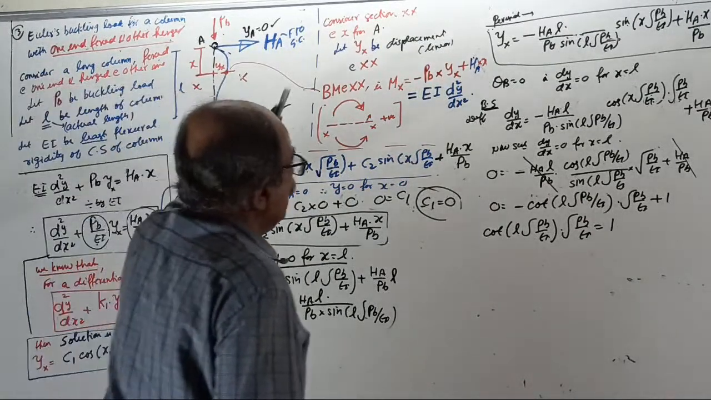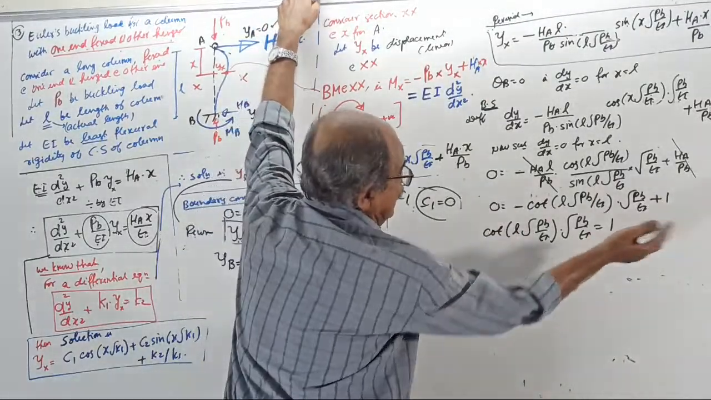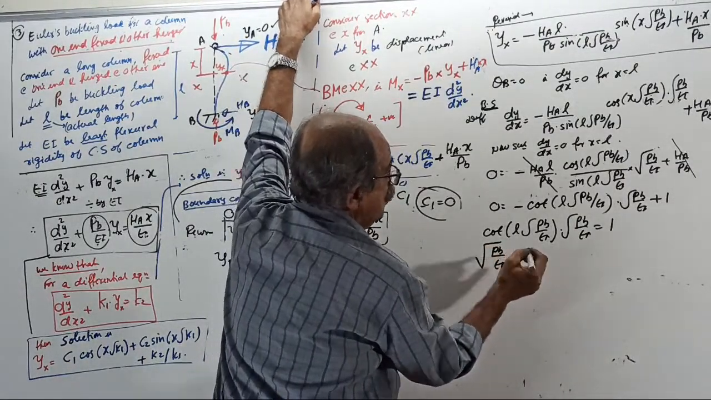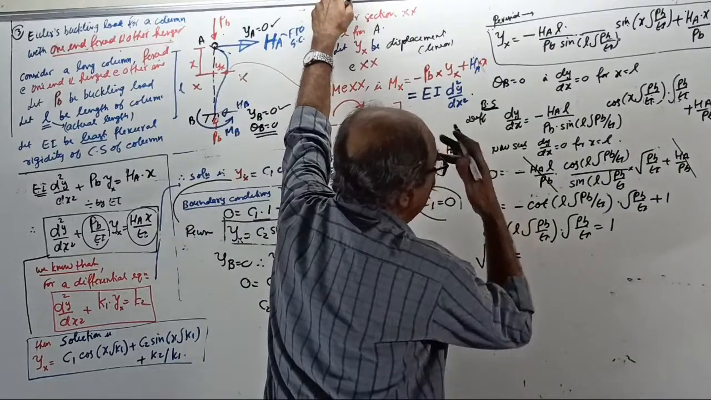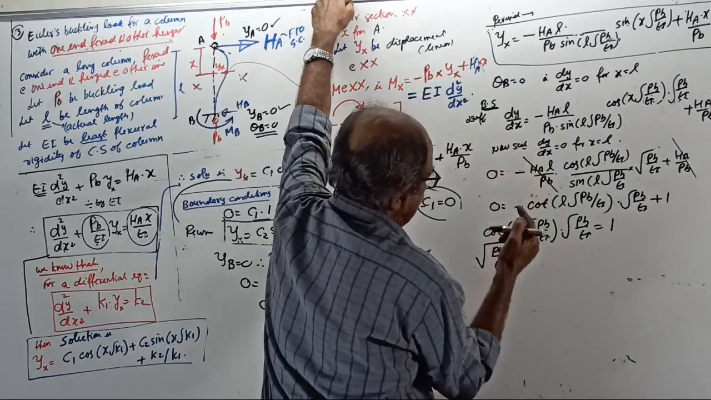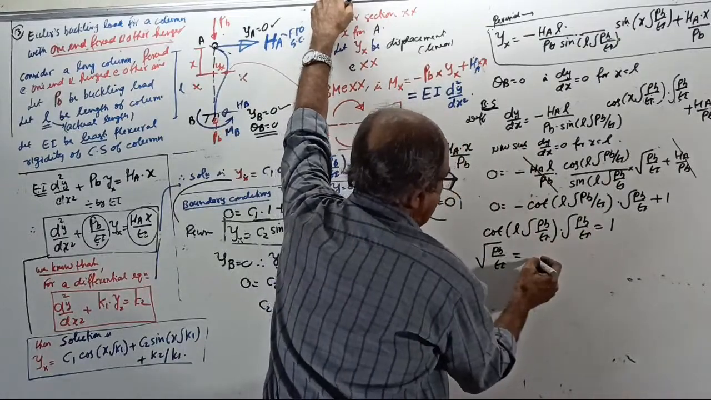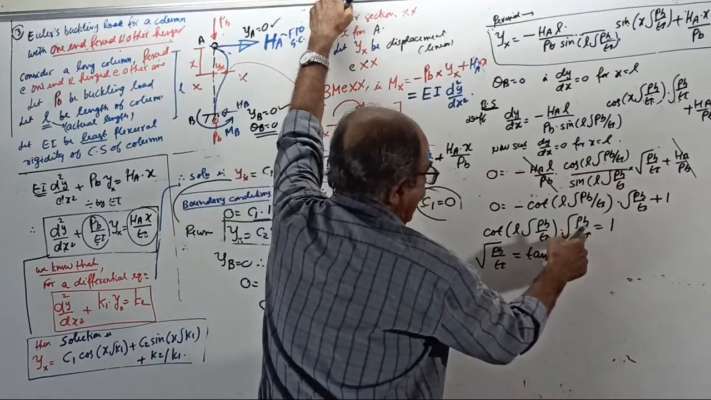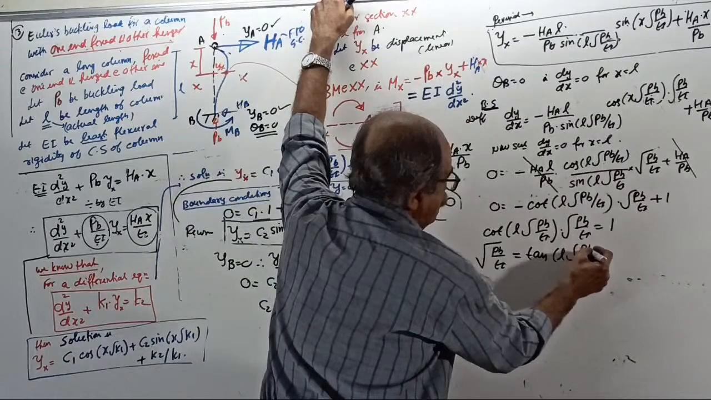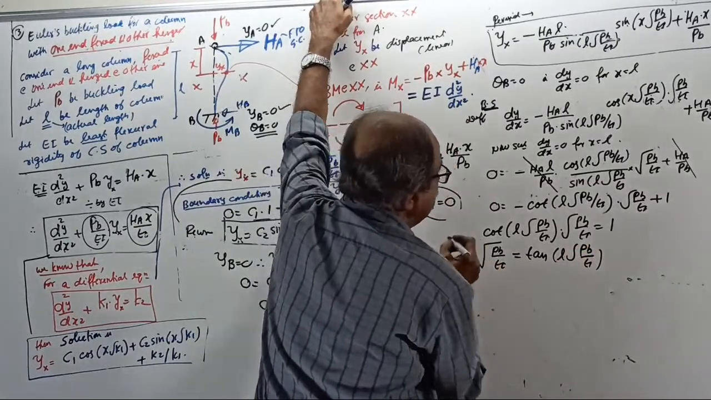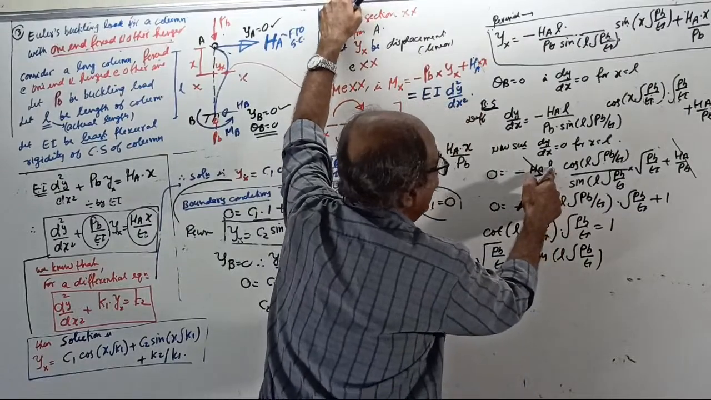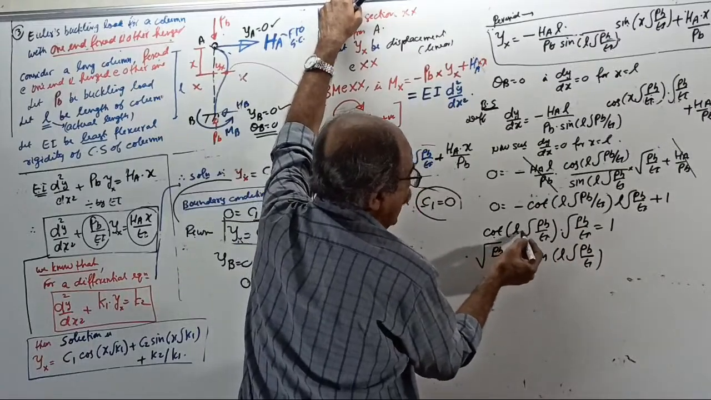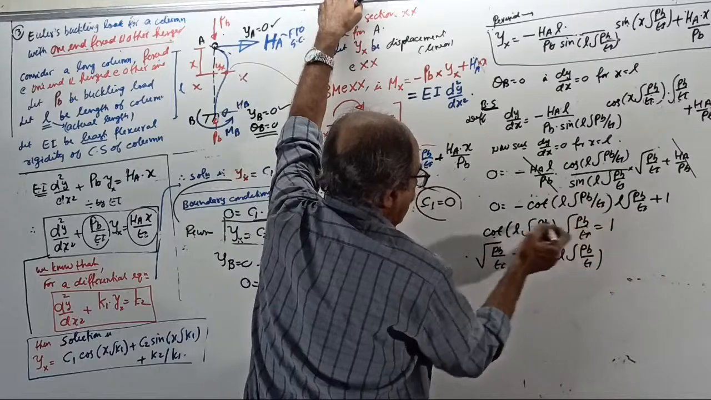Or I'll do one thing. I do not want cot. I want to take that side. Root PB by EI equal to 1. L is missing, I think. Where is that L? Some L is missing. Cot becomes tan of, take that side, tan of L root PB by EI. One L is missing. Yes, see, L is there. There is an L here.